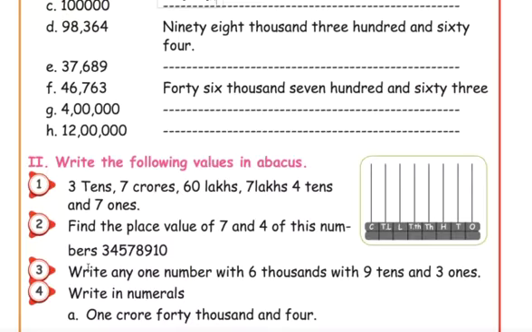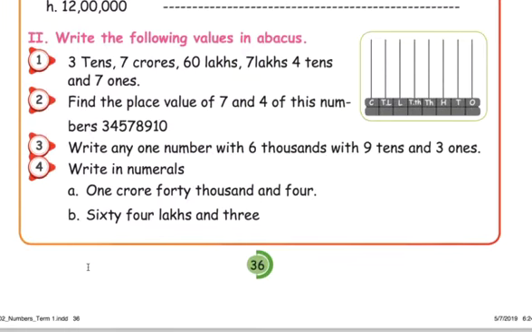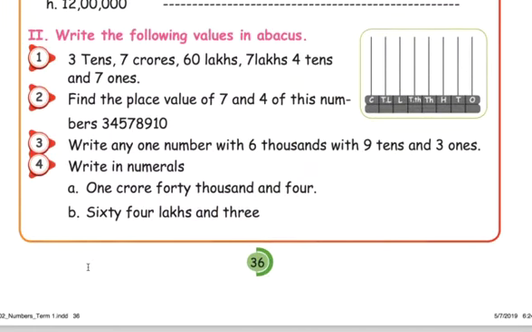Okay, write the following values in abacus. 3 tens, 7 crores, 60 lakh, 7 lakh, 4 tens and 7 ones. Write the following values in abacus. So you have to place those things, weights, in the abacus.